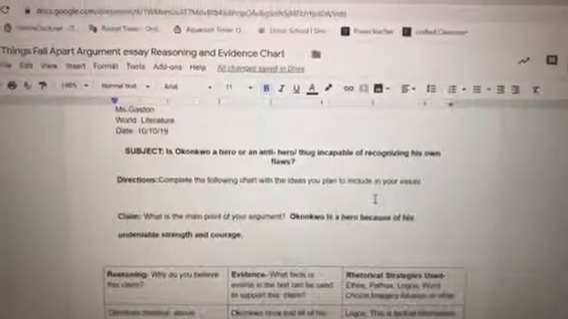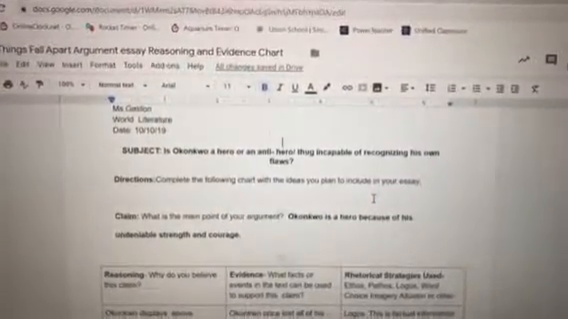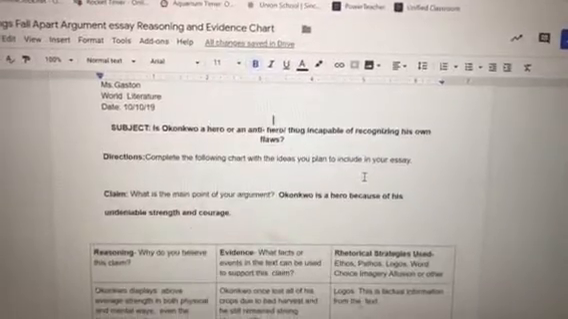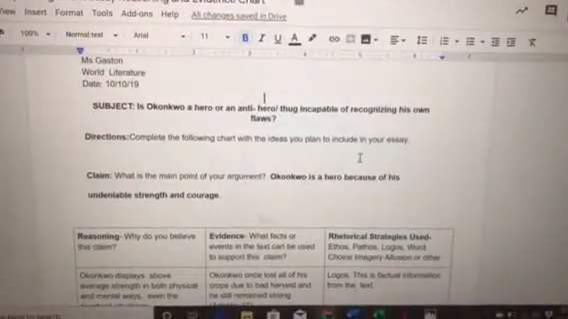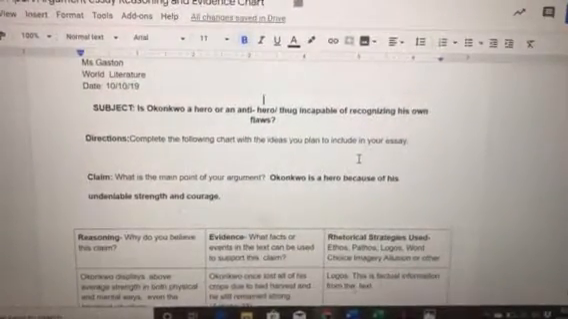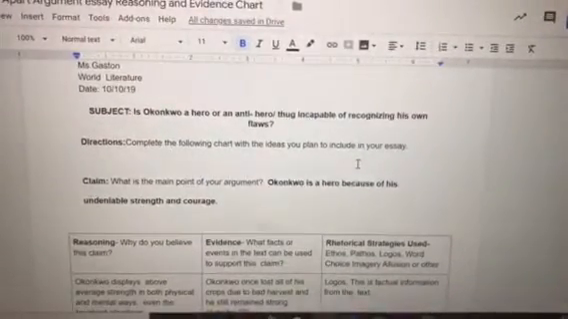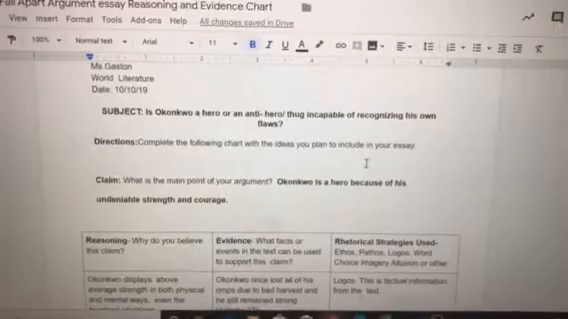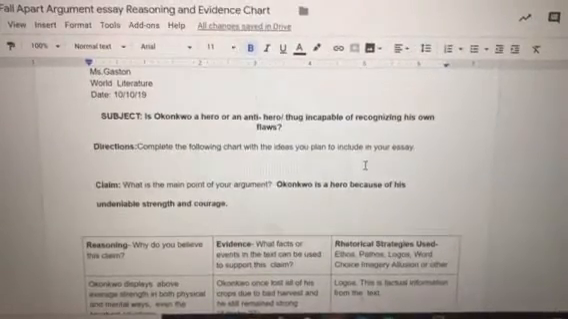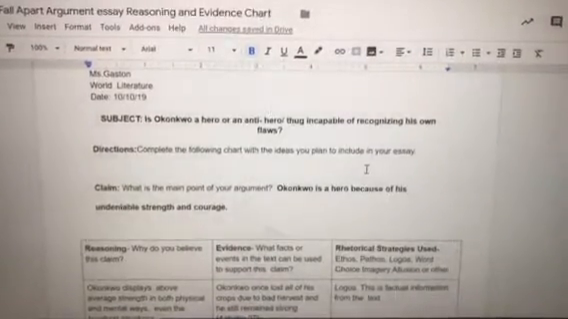Hello, young people. I'm going to walk you through the process of filling out this Things Fall Apart argument, reasoning, and evidence chart. To begin with, let's look at the directions. Complete the following chart with the ideas you plan to include in your essay. Our essay question is written up here at the top. Is Okonkwo a hero or an anti-hero thug and capable of recognizing his own flaws?